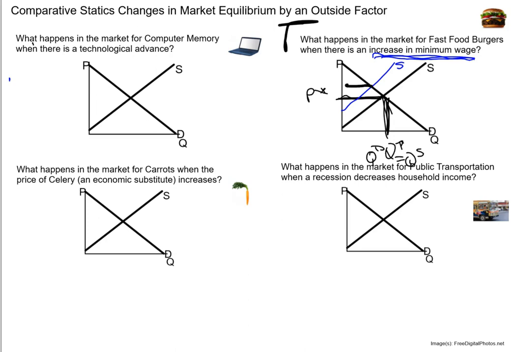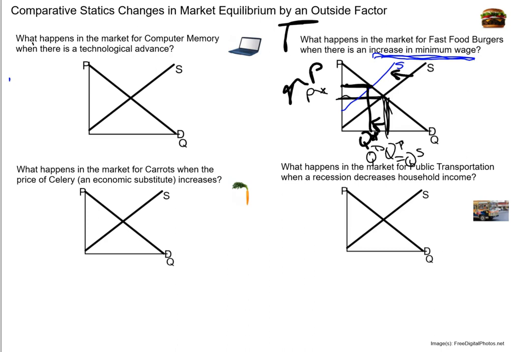What's going to happen to market equilibrium? When minimum wage goes up, it's going to end up pushing up the price for fast food. And when the price of fast food goes up, not as many people are going to want to buy it. There's an increase in price, there's a decrease in quantity demanded, again, because of this decrease in supply.